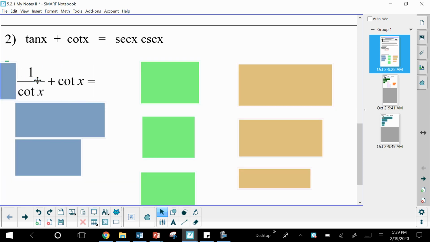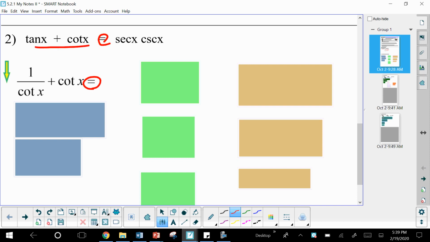is I changed tangent x into 1 over cotangent x using the reciprocal property. Again, pause, take a breath, look at the other side. I don't really see how I can get a secant x and a cosecant x just yet, but I'm going to keep working. Now you'll notice the parenthesis is on this side of the problem, and I'm working on the left side, so everything I do is going to stay on the left side of the equal sign.